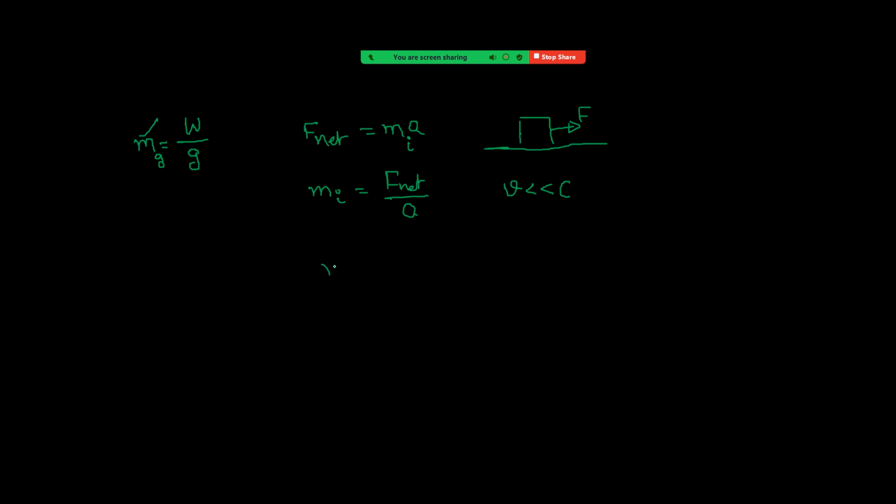So we can write it as m equal to m naught by square root of 1 minus v square by c square, where m naught is the mass when its velocity is 0. If its velocity is very small compared to the speed of light, this factor will be almost zero. But if velocity is not small compared to the speed of light, then this factor is also not negligible. That's why inertial mass depends on speed, whereas gravitational mass is always constant. Okay.